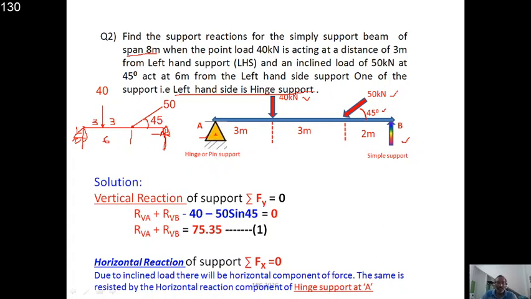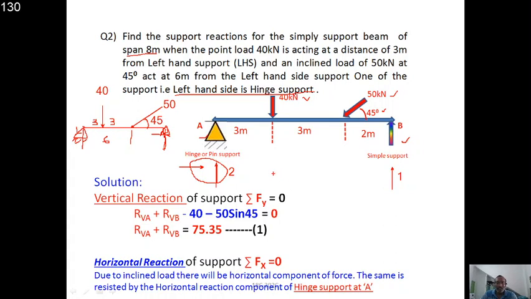For this particular hinge support we have the vertical reaction, right? And the horizontal reaction is also there. So here two reactions are there, whereas for the simple support one reaction is there. In total, how many reactions do you need to find? Here it is 2 and here it is 1. Therefore total reactions are 3.